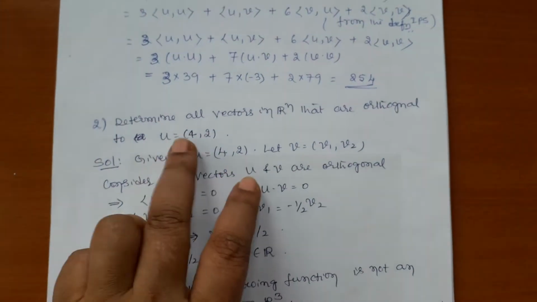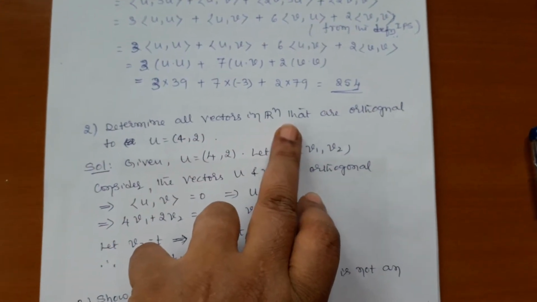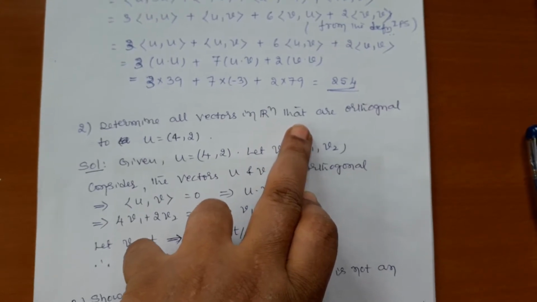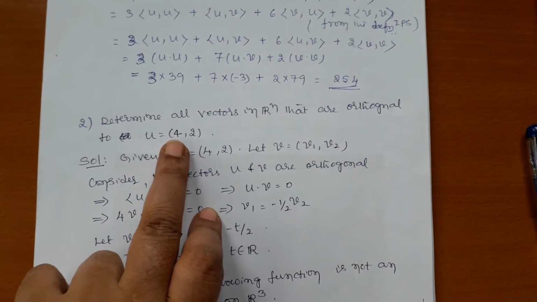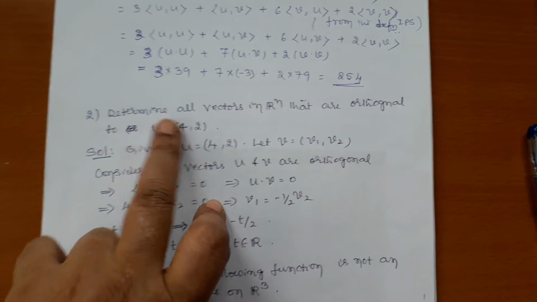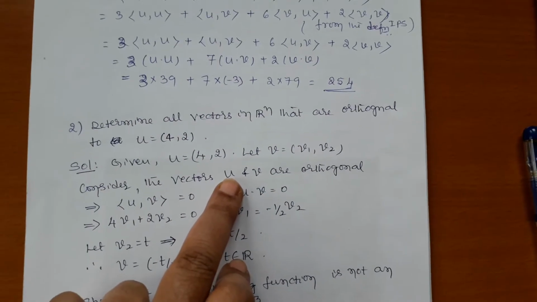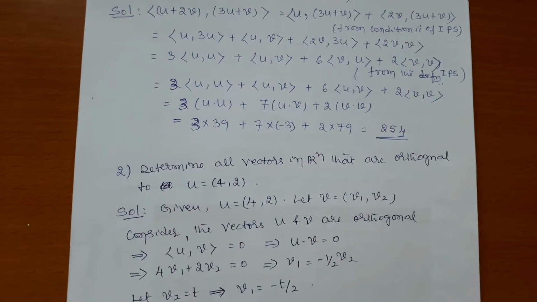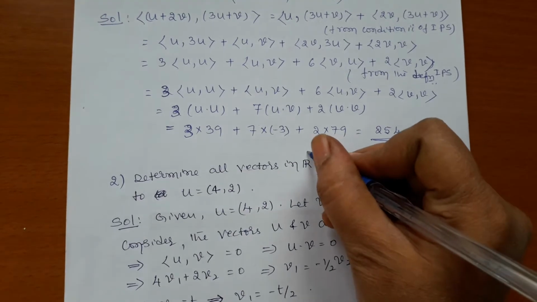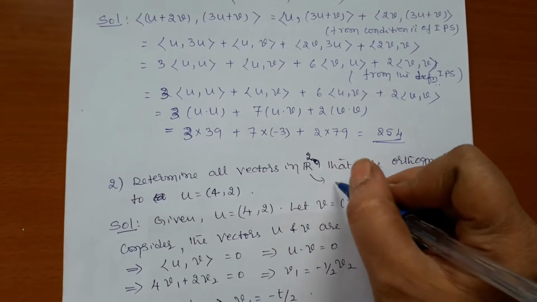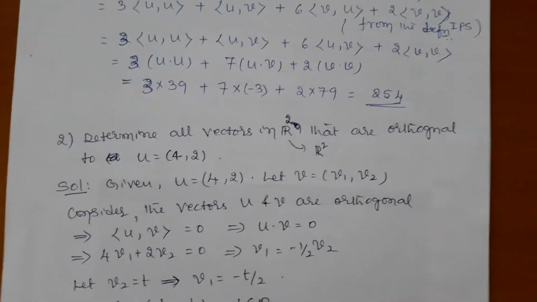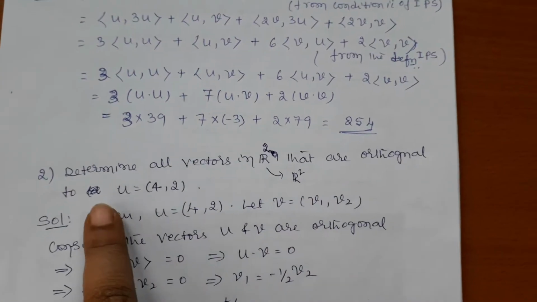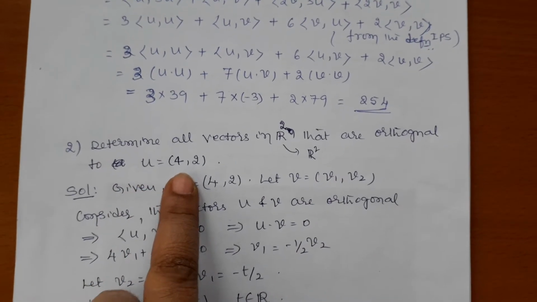Next problem. Determine all the vectors in R to the power n, a Euclidean space with n dimensions, that are orthogonal to u, a vector with how many components? 2 components, 4 comma 2. See, this is not R to the power n. What's the dimension here? 2. Therefore, what are we going to take here? R square, the Euclidean space with dimension 2, that are orthogonal to u equals 4 comma 2.